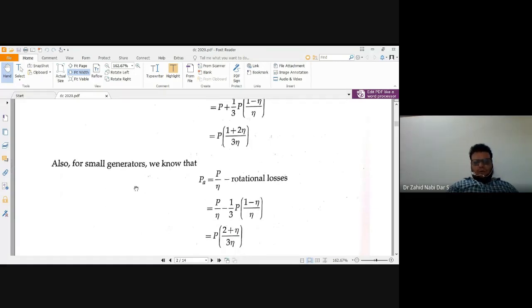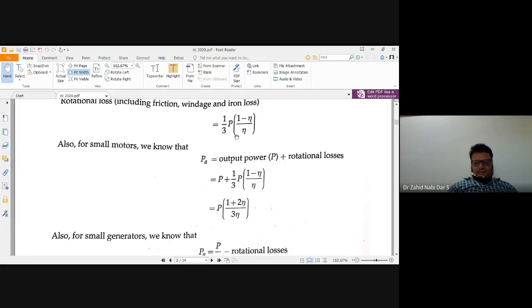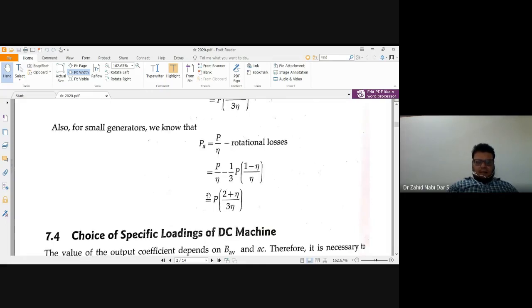Now also for the small generators, I have told you in the very beginning that PA is equal to P efficiency minus rotational losses. P efficiency will remain as it is. Your rotational losses is one third of P, 1 minus efficiency by efficiency. That value you put over here and back substitute, and you will get the total value, for the power P, 2 plus efficiency by 3 efficiency.